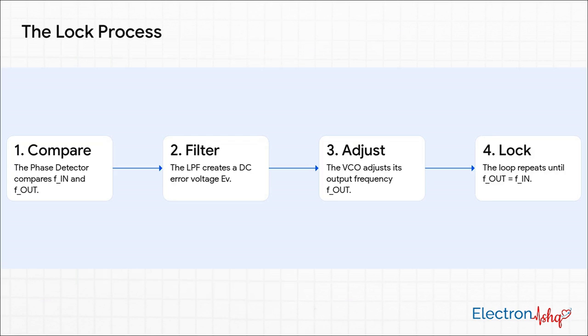And boom, that's what creates the powerful feedback loop. You see how it all connects? The detector finds the error, the filter cleans it up, and the VCO acts on it. This whole compare, filter, adjust process happens over and over and over again, constantly nudging the output frequency, Fout, closer and closer to the input, Fin, until they are perfectly identical. At that magic moment, the phase difference becomes zero. That error voltage, EV, just flatlines. And that's when we say the loop is locked.